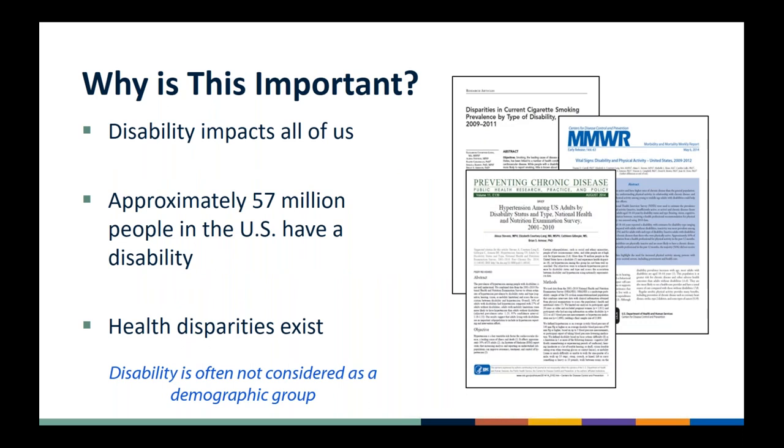So, why is this important? It's important because disability impacts all of us. Many of us are either living with a disability or will develop a disability at some point during our lifetime. While estimates can vary depending on a variety of factors, such as children versus adults, entire populations, different measures of disability, as well as data collection methods, according to the U.S. Census Bureau, there are approximately 57 million people in the United States who have a disability.